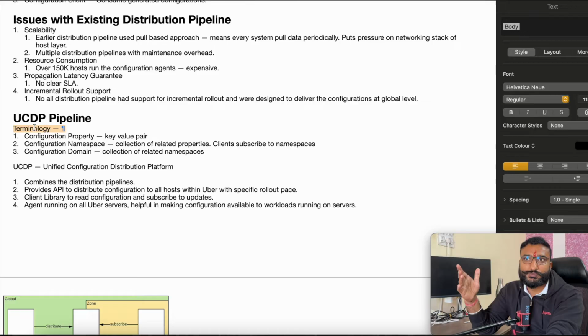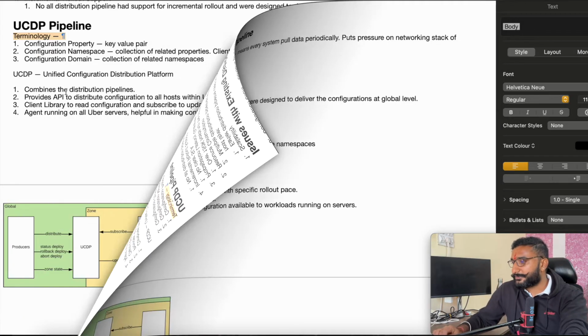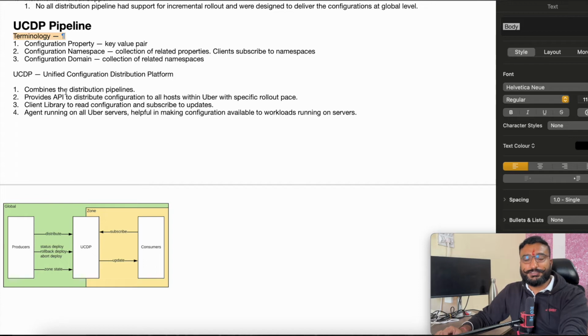So let's say Uber has multiple functionalities, right? Let's say Uber Eats. Uber Eats has a delivery mechanism. So delivery is one of the domains, and in this particular domain there are multiple configurations which are kept, which are used by the systems which are responsible for delivery of things, right? Okay, so we are clear with the terminology now.